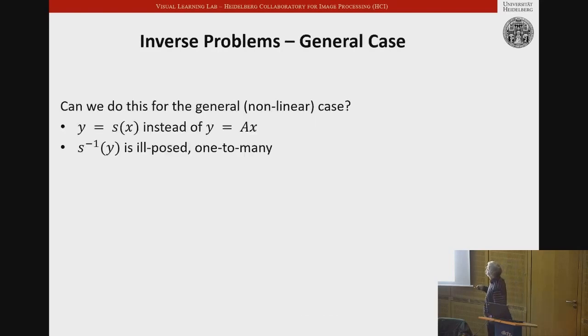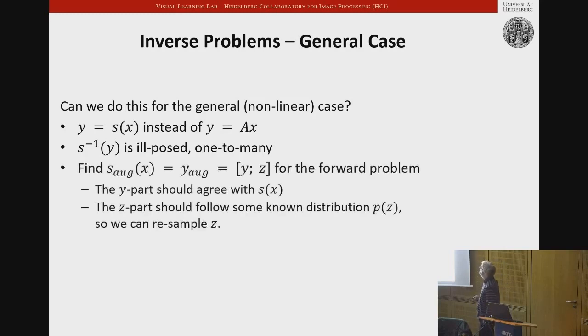Here, this was the linear case, and now we have some unknown function s of x, which is nonlinear. And the inverse function s inverse of y does not exist or is ill-posed, ambiguous. Now we do the same thing. We find a vector z that creates this augmented observation space and an augmented forward mapping. We arrange it such that the y part is the same as before, and the z part follows some known distribution that we can easily sample from. That's the same thing as when we sampled the z on the previous slide.